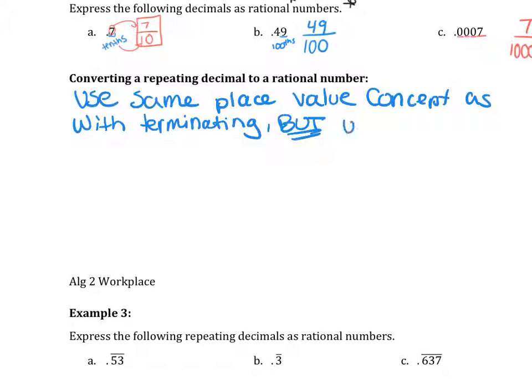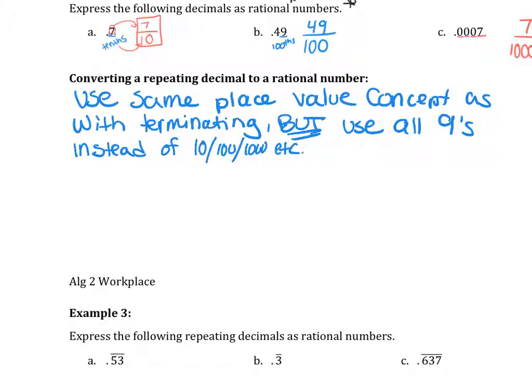But we're going to use all 9s instead of like the tens and hundreds and thousands. We're going to put all 9s. And to make it even more confusing, it's always going to be one less digit than we would have done. This is kind of weird again to write out in words, but once we start doing examples, it won't be too bad.